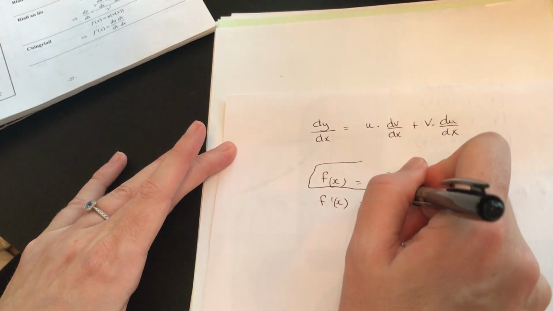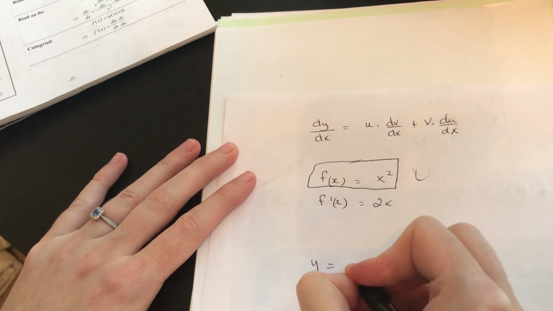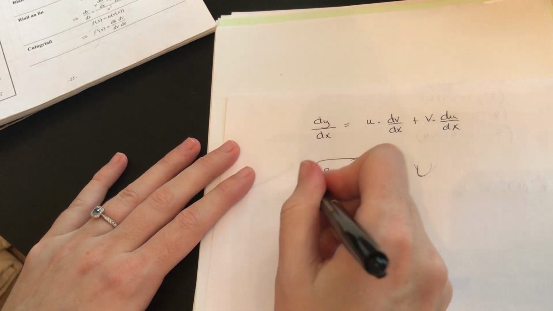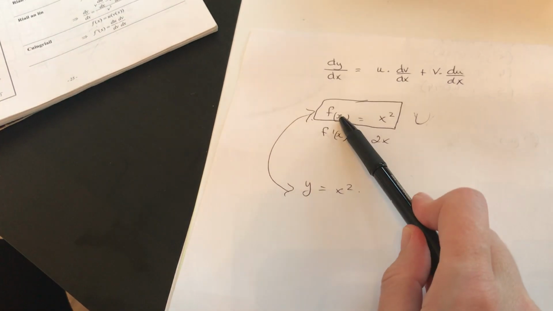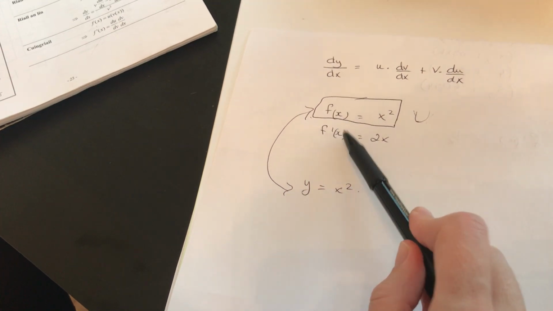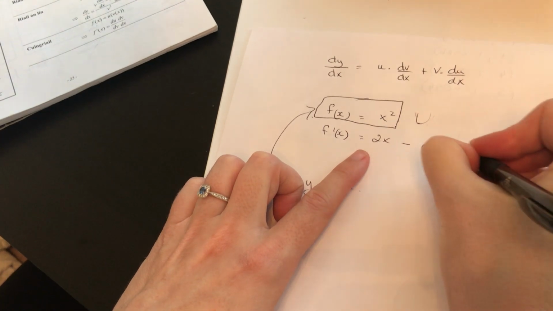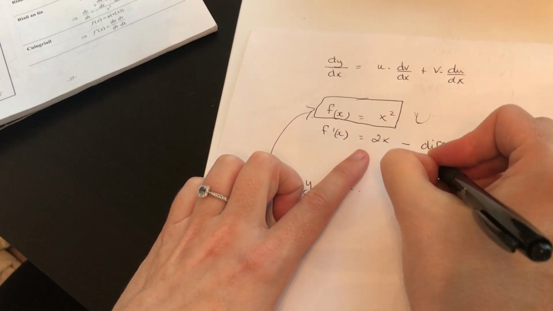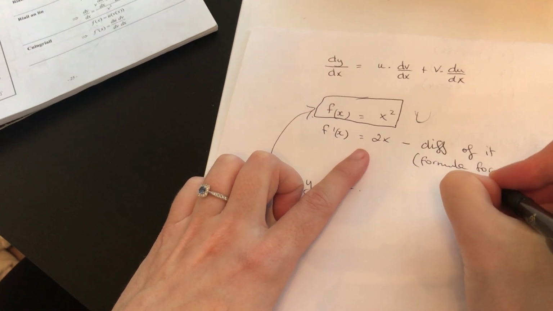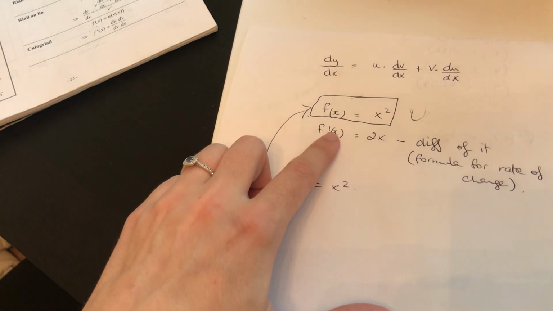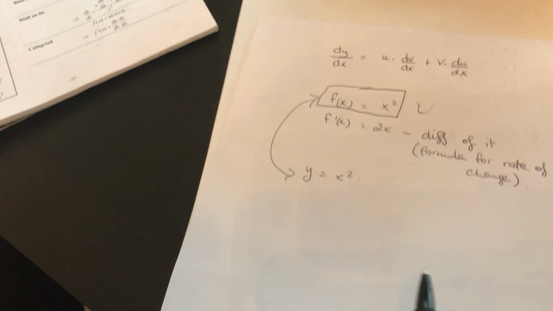So I wrote it as f of x equals x squared. I could have written it as y equals x squared. We know that they're the same thing. If you write it as f of x, then f dash of x says this is the differentiation of it, or this is the formula for the slope or the rate of change. It's just indicating what it is, here with the little dash. But if I write it like this, I don't put y dash or anything like that.